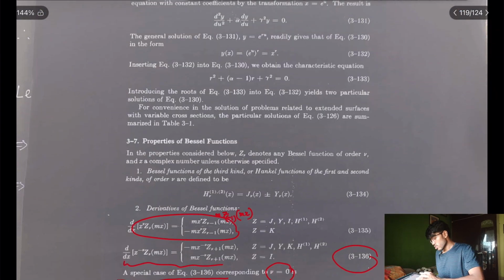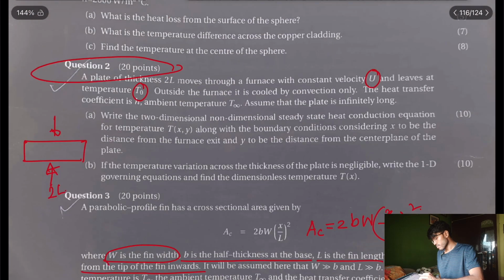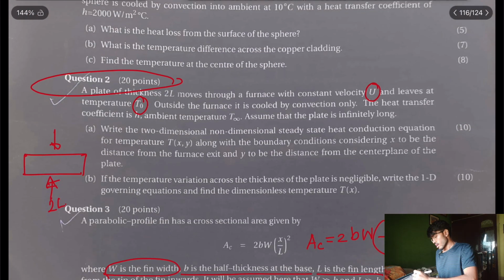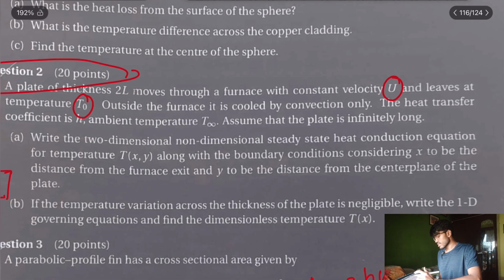Okay, so now where was the problem? Outside the furnace it is cooled by convection only, and the heat transfer coefficient is h. Ambient temperature is T0. Assume that the plate is infinitely long.